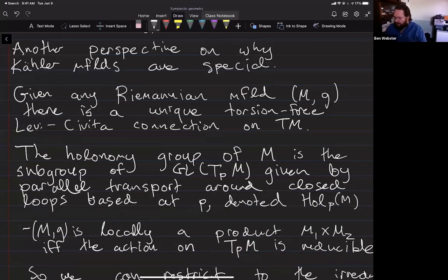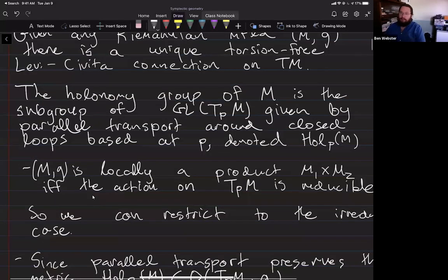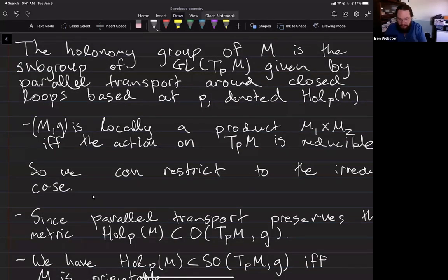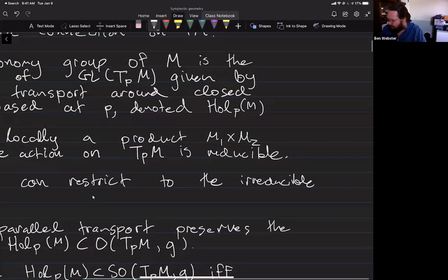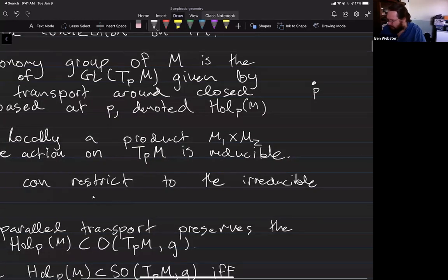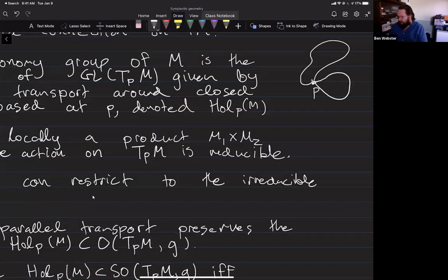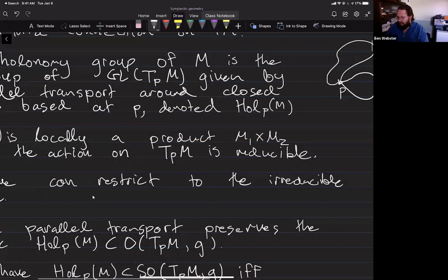And we can look at the holonomy group of this metric. I have some point P, and I look at all the paths that start at P and go around some loop. Parallel transport along each one of those gives me a linear transformation from the tangent space at P back to itself. When I start multiplying those all together, they generate a subgroup of the general linear group of that tangent space.